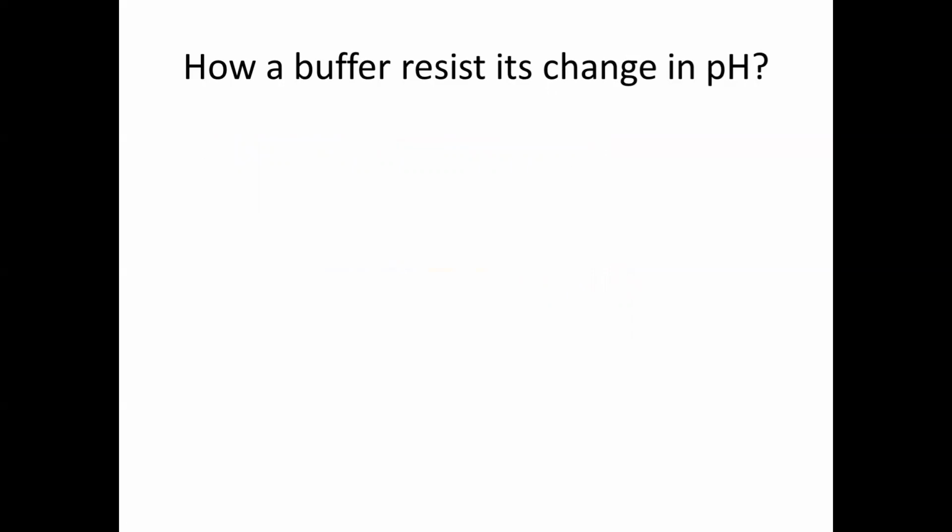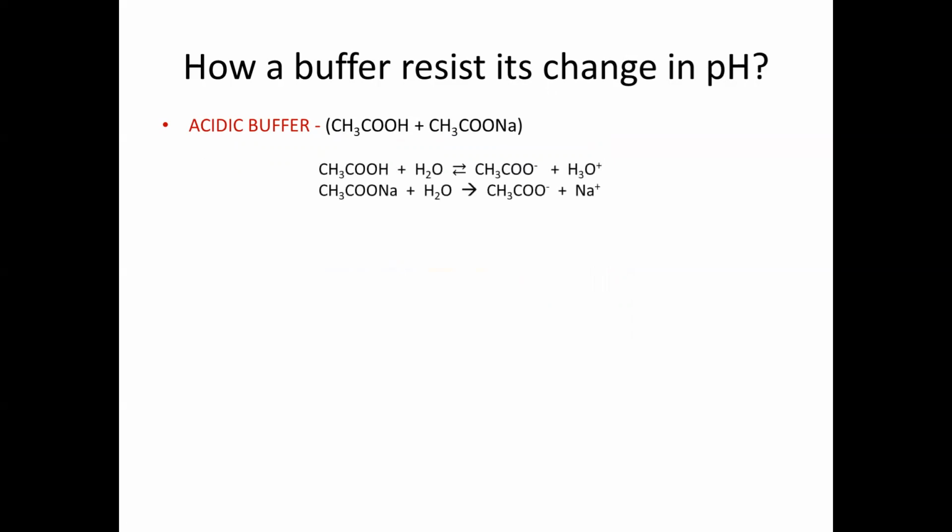Now we have to understand how these buffer solutions do not allow any change in pH when a strong acid or strong base is added to them, how their pH remains the same. Take for example an acidic buffer solution, which is made up of acetic acid and sodium acetate. So we have the following equilibria taking place in the aqueous medium. Now, just for convenience, let us write the undissociated acetic acid as HA and the dissociated acetate ions as A minus.